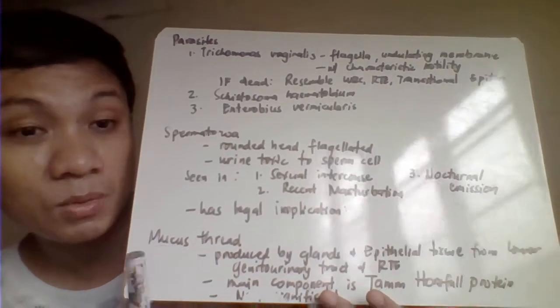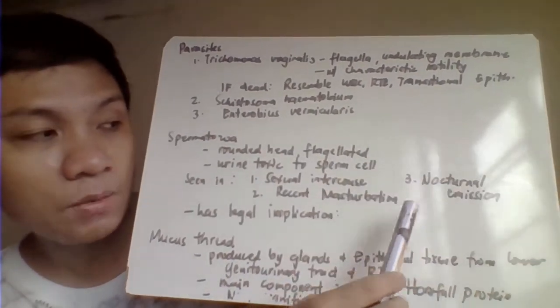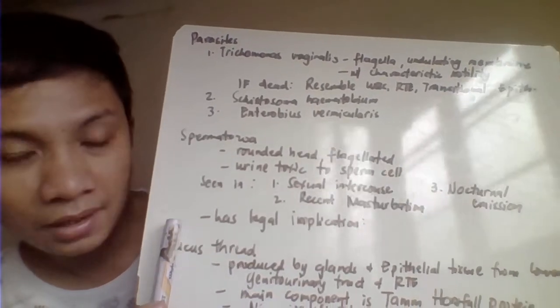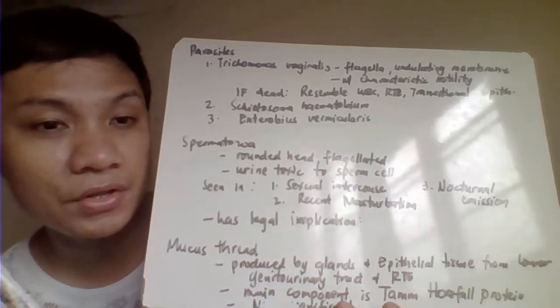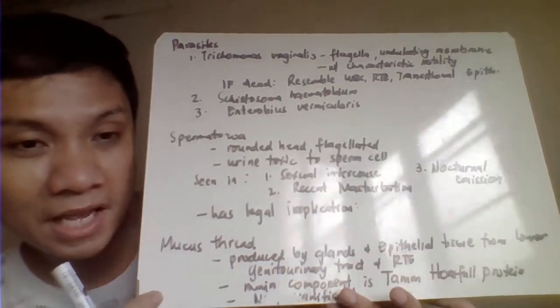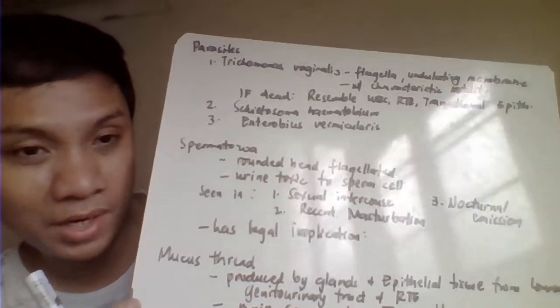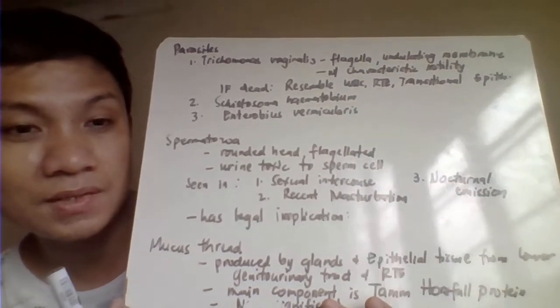Number one, after sexual intercourse. Another one, recent masturbation. And we have also nocturnal emission. Okay, so the presence or the reporting of sperm cells in your urinalysis result carries legal implications. That's why some laboratories tend not to report the sperm cells. So it's up to you whether or not to report the sperm cells.